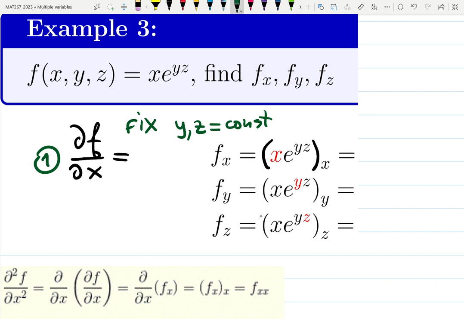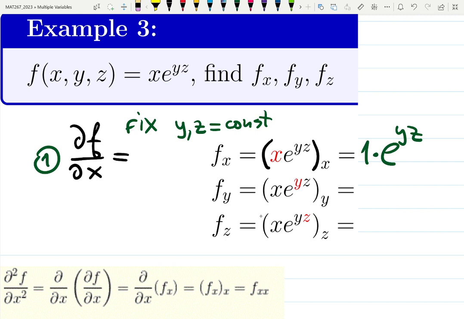If x is the only variable, then x is multiplied by a constant. It is 1 times e to the yz. That is pretty complicated, so ask me. Ask me about that. X is a variable. E to the yz is fixed. It's like 10. So 10x prime gives you 10. So we keep the constant. It's e to the yz.